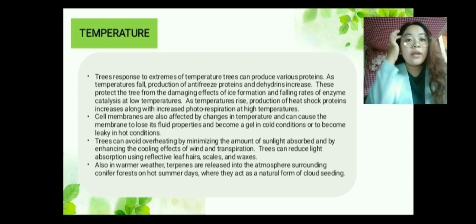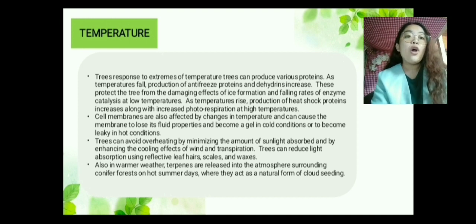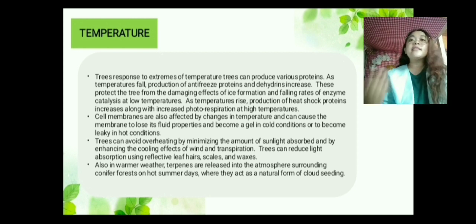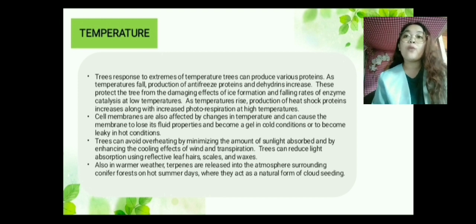Also, in warmer weather, terpenes are released into the atmosphere surrounding coniferous forests on hot summer days, where they act as natural cloud-forming seeds. Scientists now realize that the resulting clouds that form help to block the sunlight and to cool the forest, allowing the forest to regulate its temperature. This function is similar to the way people sweat when they become overheated, and the evaporating moisture on the skin cools the body down.